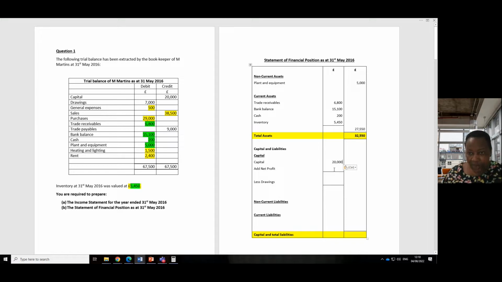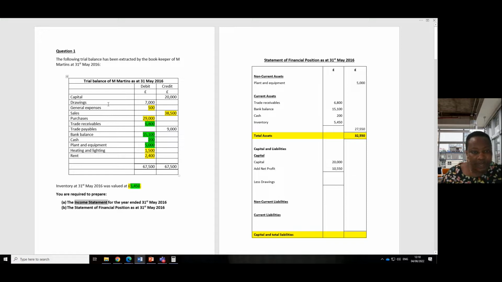And the profit figure we had was 10,550, what we saw in the calculator the other time. This is what we have taken from our income statement. So you see that you need to prepare your income statement to be able to get either your net profit or loss before you go into your statement of financial position, unless you have been given the figure in the question. Okay, so we're going to add that.